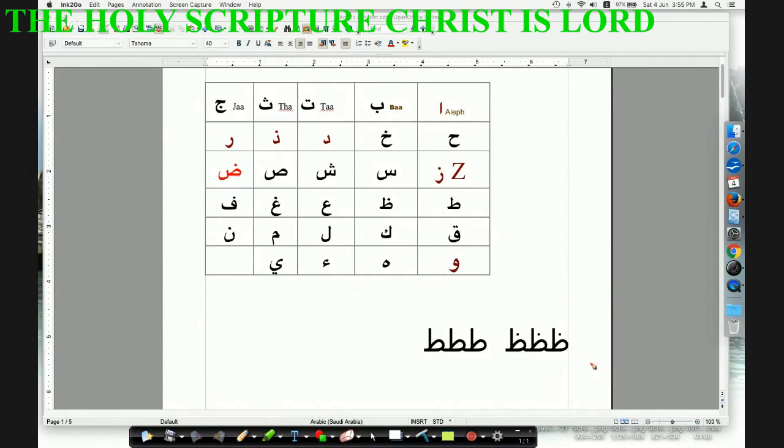So now, if I want to write a word, I have the letter Ta and Dha. Let me write something for you. I will write the word Tayr. Tayr means bird. Let me write it again. Some of you said that the bird is not big enough.